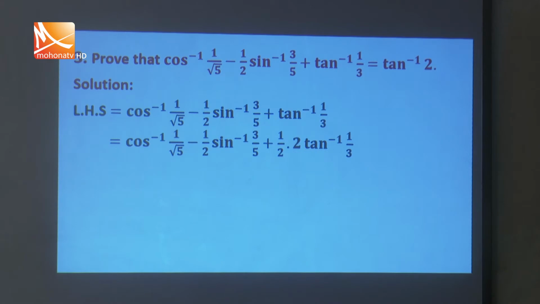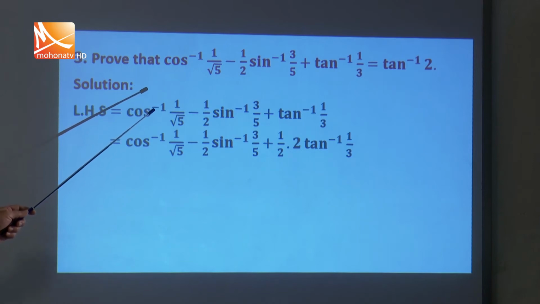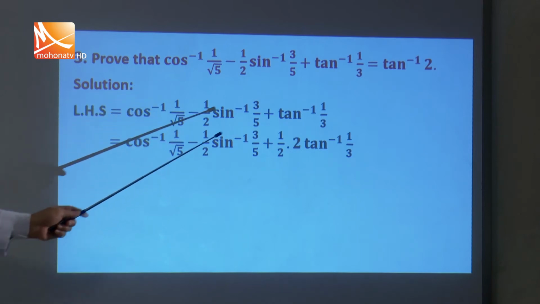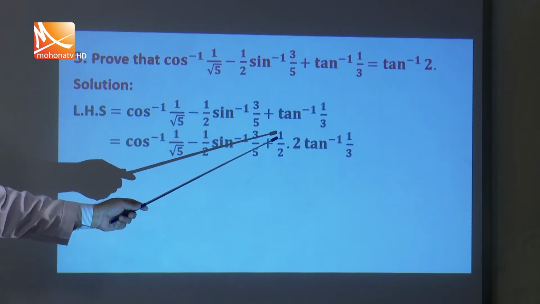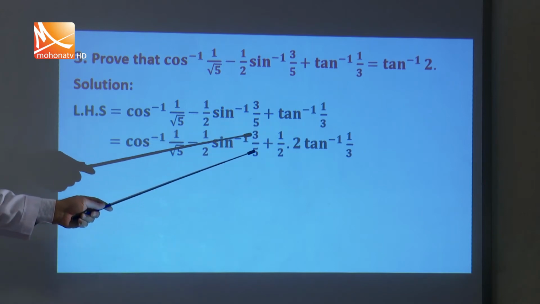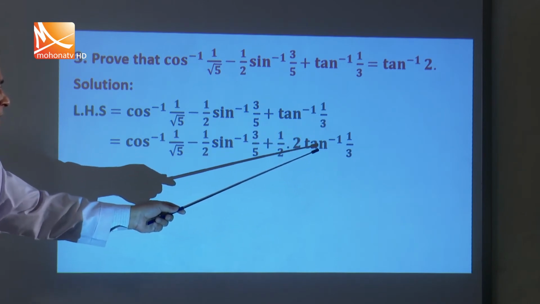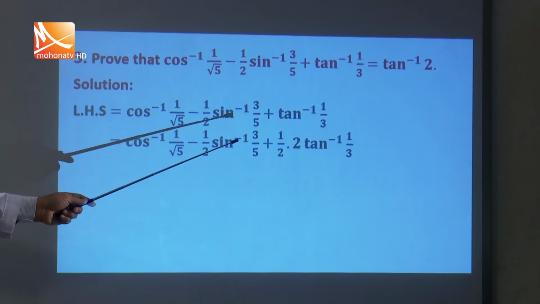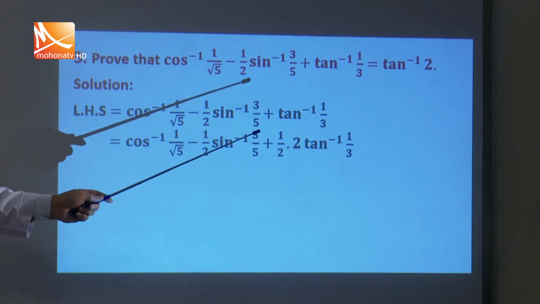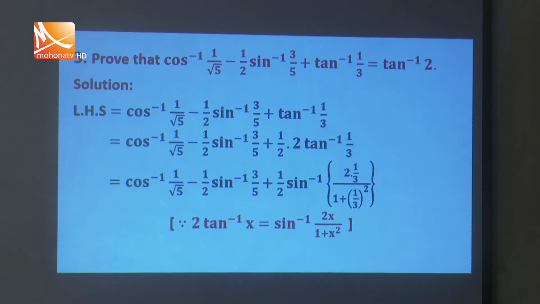Looking at the left hand side, cos inverse 1 by root 5 and 1 by 2 sin inverse 3 by 5, these first two terms will remain the same here. Then the third term we can rewrite in the form half into 2 tan inverse x. Now what is our target? Our target is to apply the formula 2 tan inverse x equals sin inverse 2x by 1 plus x square. You just see the next line.